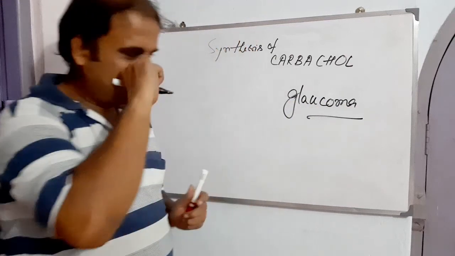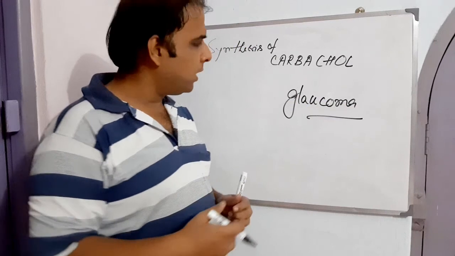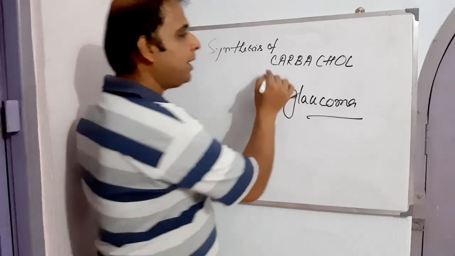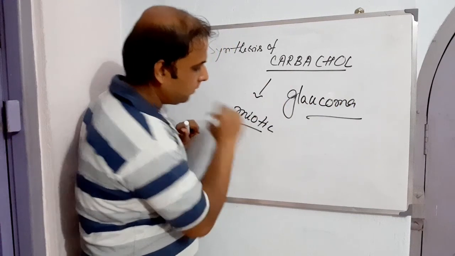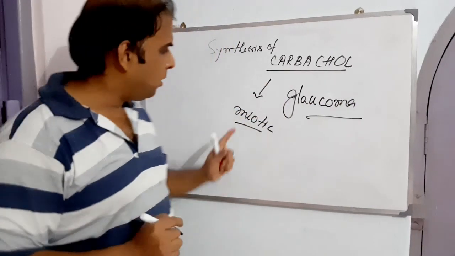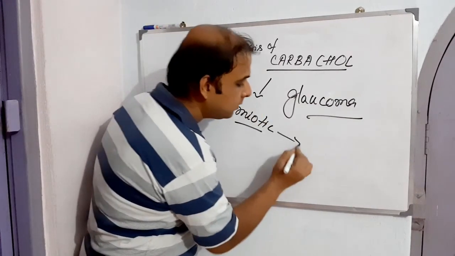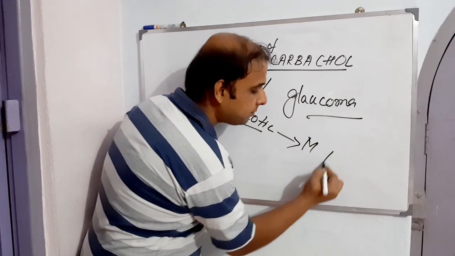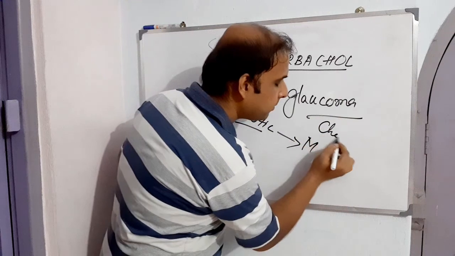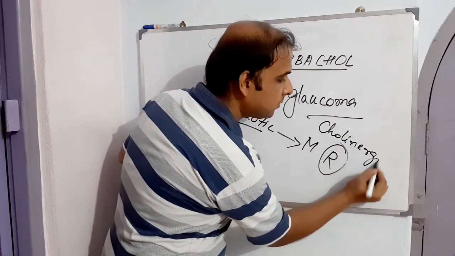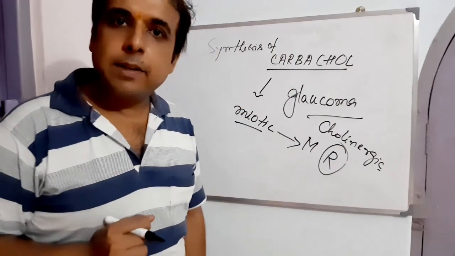Glaucoma. Now why has this particular drug been chosen to treat glaucoma? Because this particular drug possesses miotic effect. So how does this miotic effect evolve? This drug acts on the muscarinic receptor. Muscarinic receptor belongs to what? The cholinergic system. So as a whole, this is basically stimulating the muscarinic receptor.